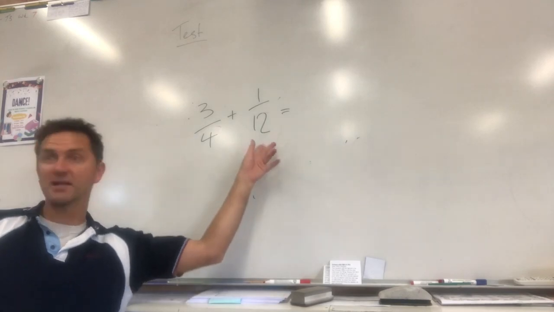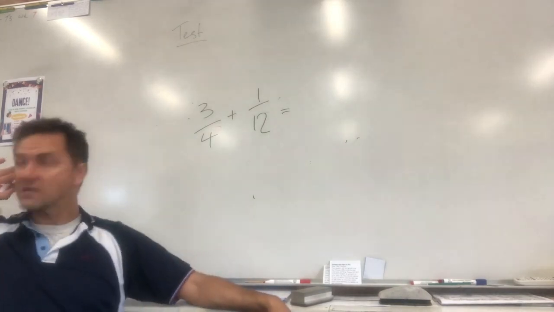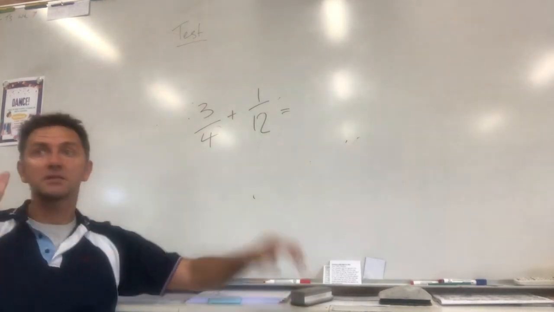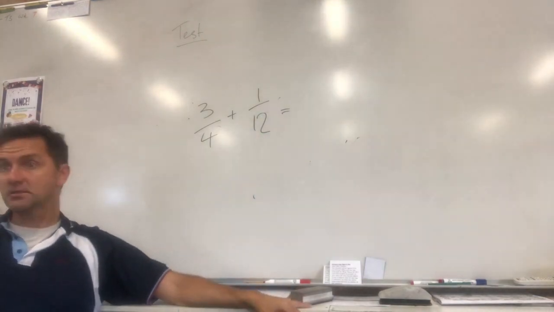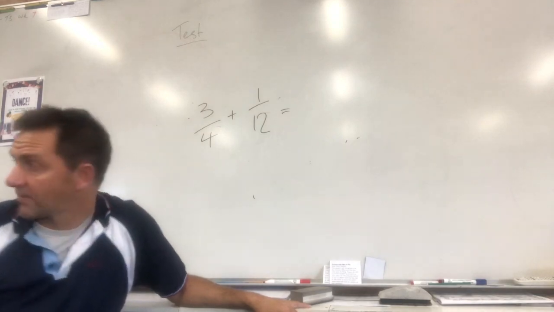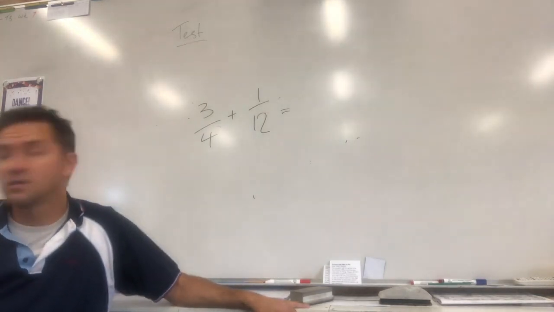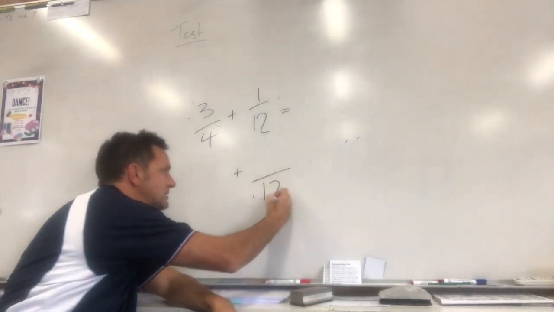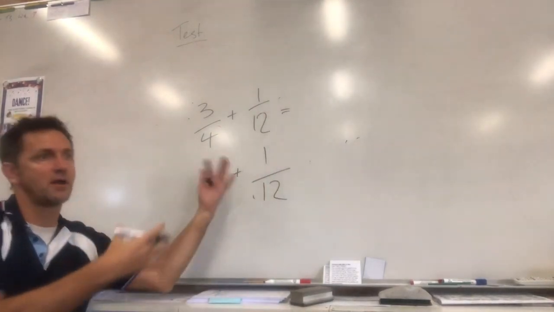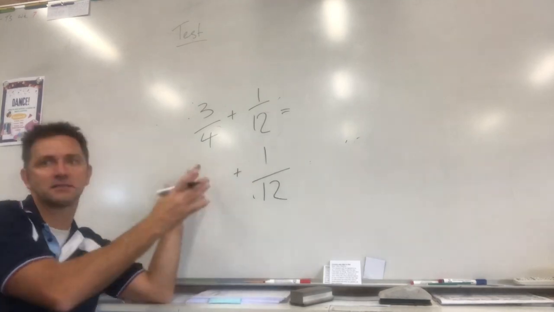12 goes into 12 how many times? Once. 4 goes into 12 how many times? 3. Okay, so let's just do it with the 12s. We could have done 48s and we could have done 24s. But the simplest way to do it is 12s. So let's do it. Look, we're going to turn them both into 12s. And the good news is that 1/12 is already in 12s. So we don't have to turn it into anything. It just stays the same.